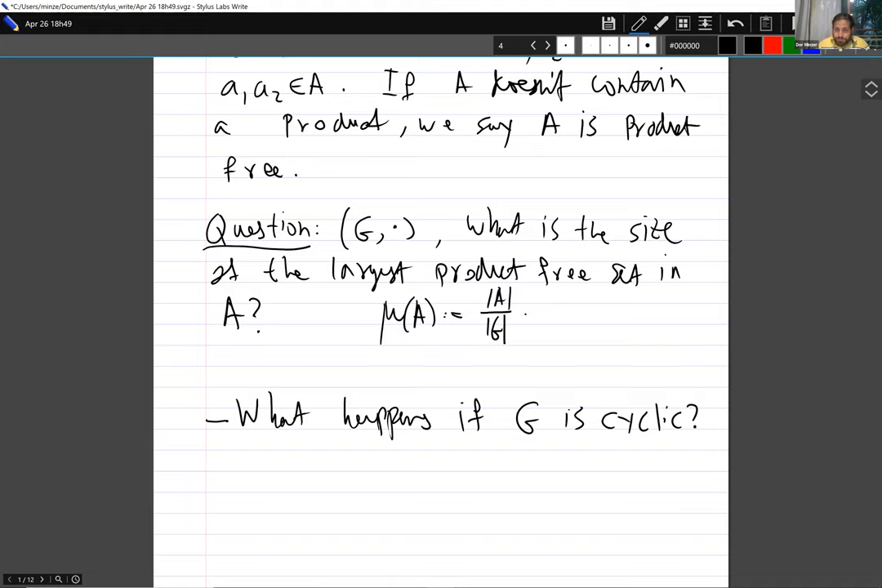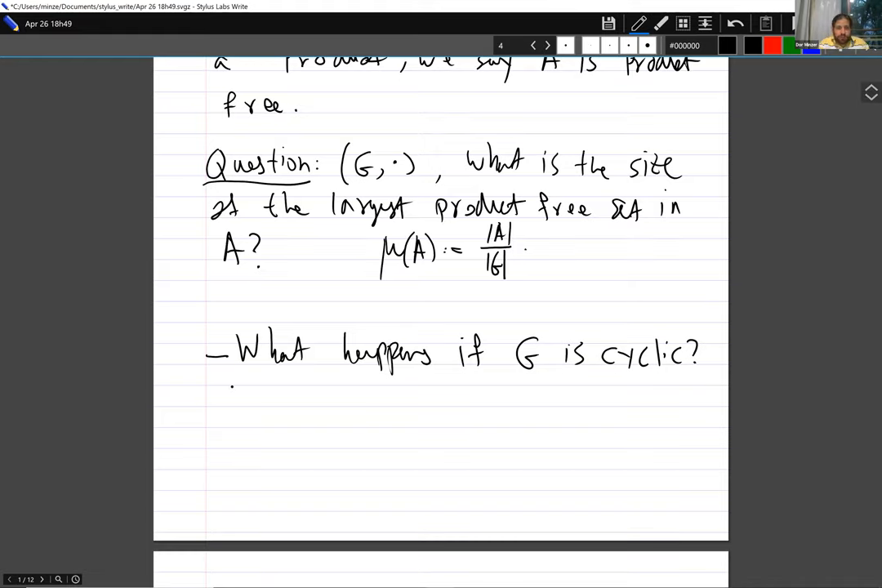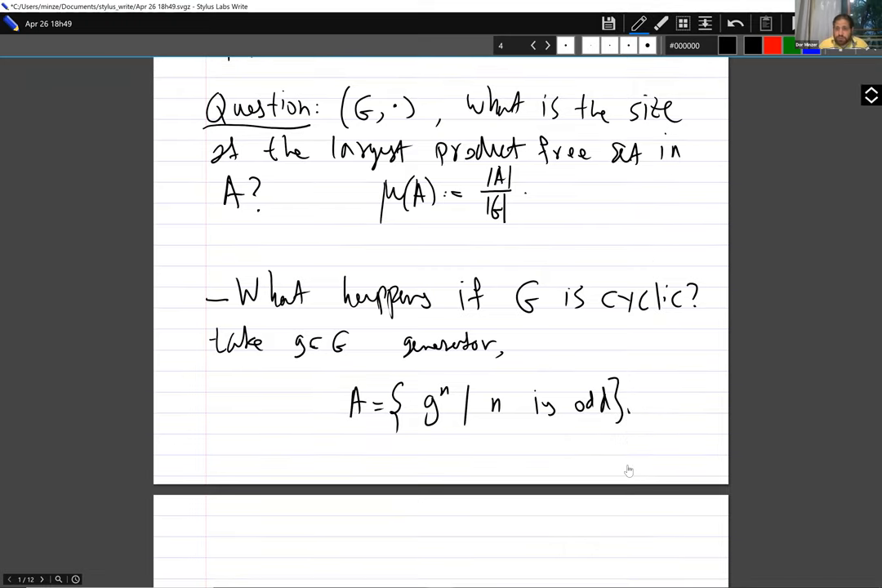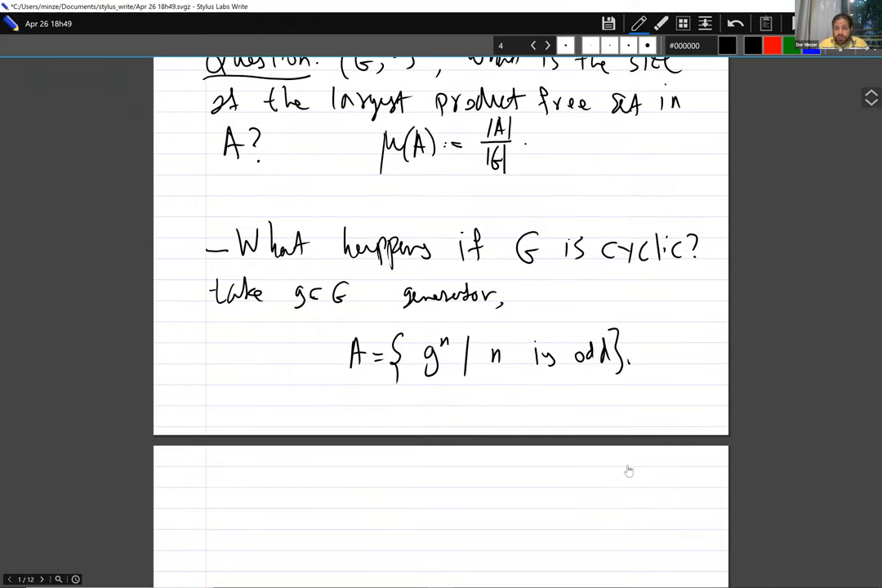So does anybody have any suggestion as to what are some nice product free sets in this case? Yeah, so in this case, one can take a very simple example. Take g to be a generator, and then pick the set A, which is odd powers of g. You can easily see that this is product free, and it roughly contains half of the elements in the group. And you can extend it to general abelian groups. So the question that you ask is really only interesting in the non-abelian case.